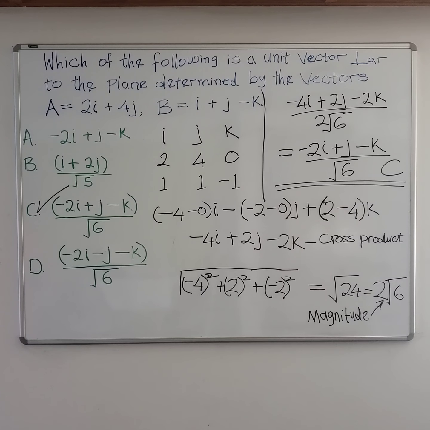So this is very straightforward. I just need to know how to find a cross product of 2 vectors, find the magnitude of that cross product, and divide the cross product by the magnitude, and that will give you your final value. That's the unit vector, and that unit vector is perpendicular to these 2 given vectors.